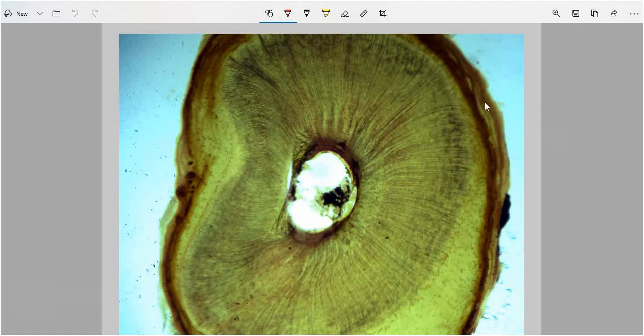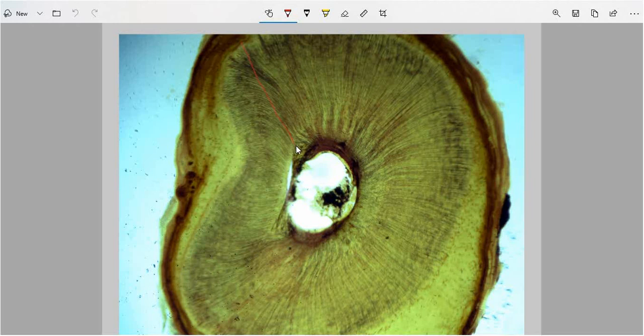This is a low magnification image of the ground section of the root. This outer layer is the cementum. This complete outer layer is the cementum. This part is the dentin, or the root dentin.